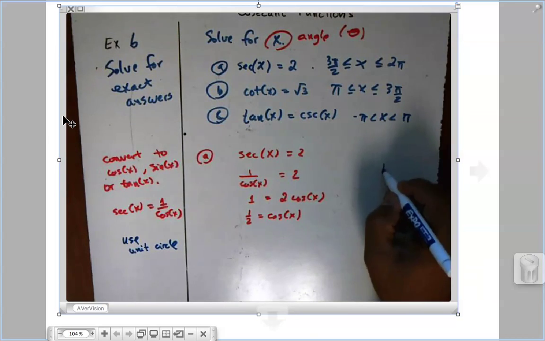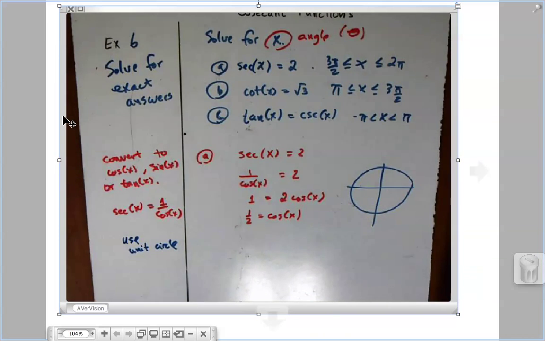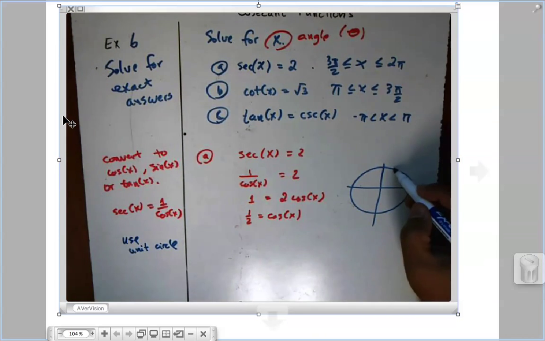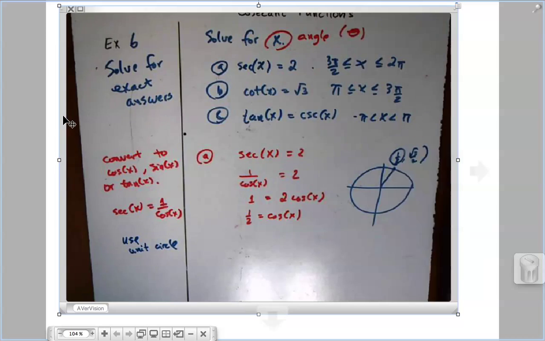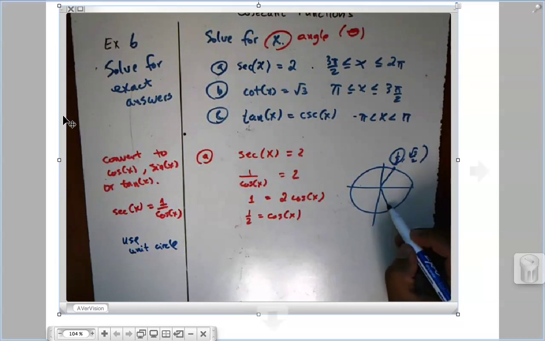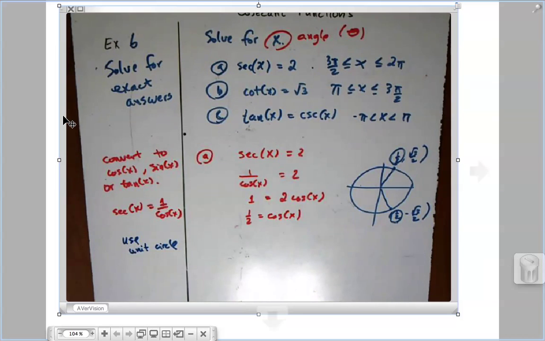And if we draw out our unit circle and sketch it, we ask ourselves, where is cosine equal to 1/2? Well, that's right here. This point here is 1/2, root 3 over 2. We really just care about that part. And down here as well, this is 1/2, negative root 3 over 2. And again, we just care about this. But remember, we're not looking for this per se. Our answer should be the angle.